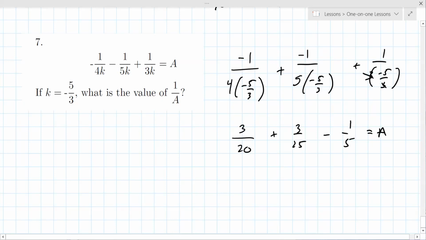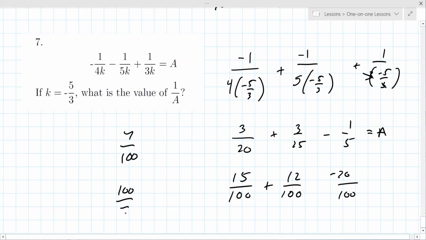Okay, and that helps because then you make 100, 100, 100 here. And this becomes minus 20, 12, and then 15. 27 minus 20 gets you down to 7 over 100. Then you flip it to get 100 over 7. Got it. I just did positive 1/5 instead of negative, so almost had it.